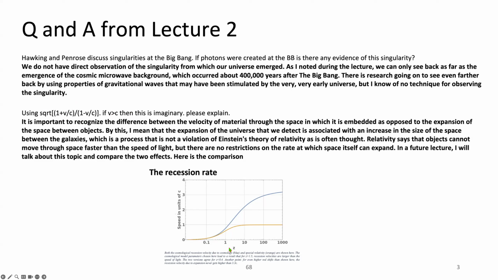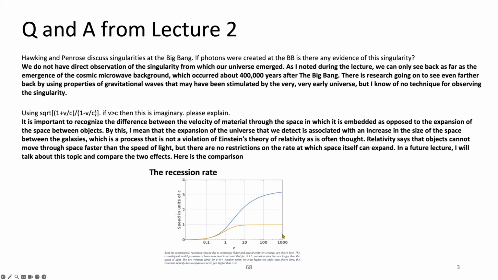As we look back in time, and remember we do that by looking at the redshift value, the farther back we look, the faster things seem to be receding from us, not because they are moving through space faster than the speed of light, like this symbology would suggest, but rather because the space between us and that distant object has been expanding for the entire life of the universe, and there's no limit on how fast space can expand.